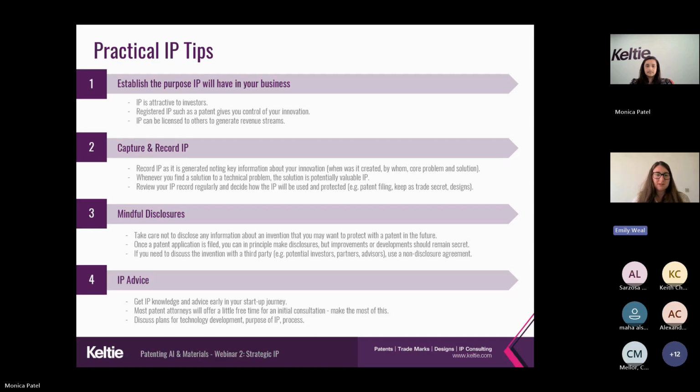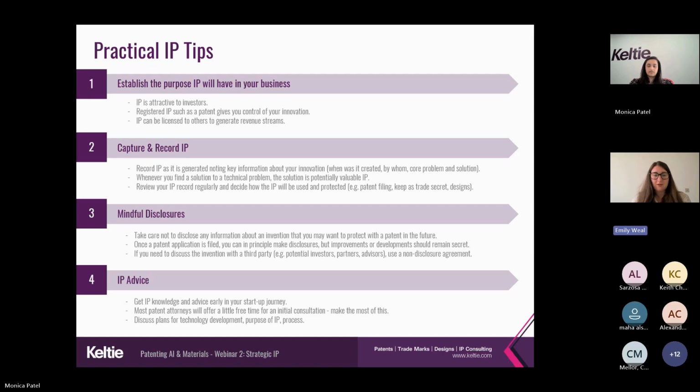If you find that you do need to discuss an invention before a patent application has been filed, and you do plan to file an application to protect it, maybe you need to discuss it with a potential investor. Maybe you want to talk to a potential supplier or a partner about it. Just make sure there's a non-disclosure agreement in place. It can be a really simple agreement. It doesn't need to be really complicated. Literally just a few lines is all that's needed to have confidentiality clearly in place. And if you don't have access to a simple non-disclosure agreement, we can provide a template that you can use.